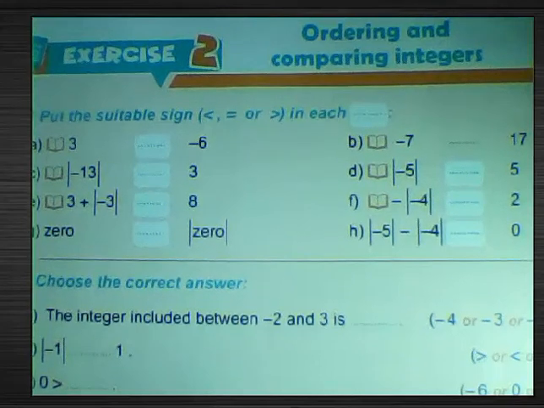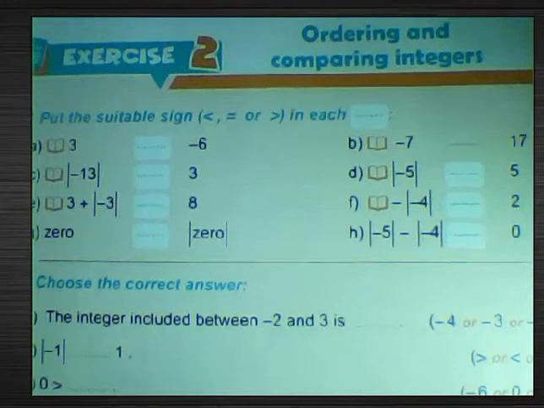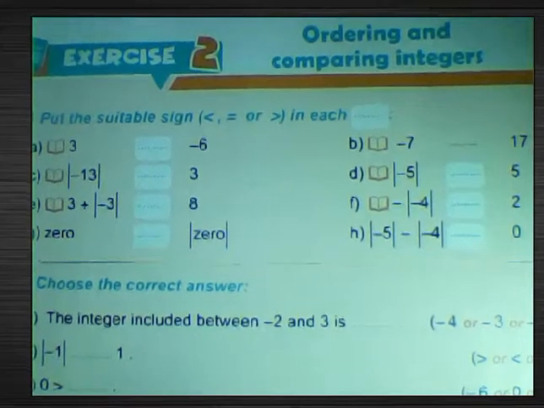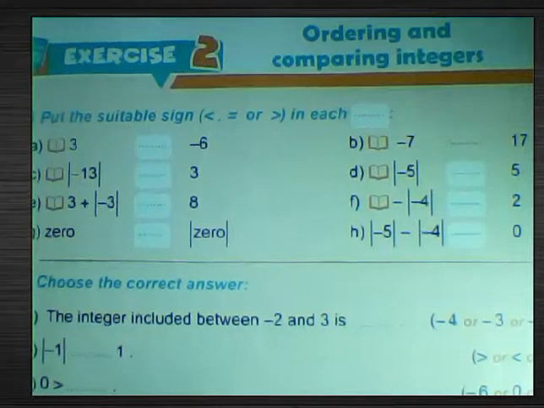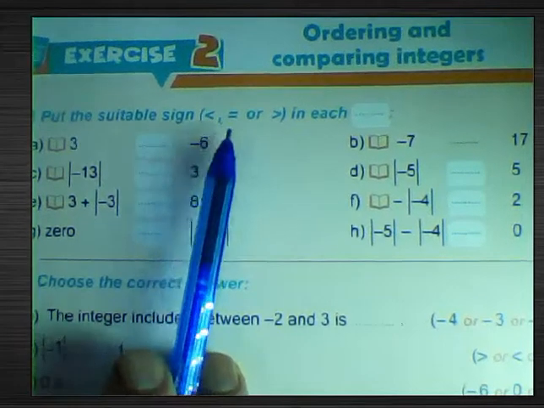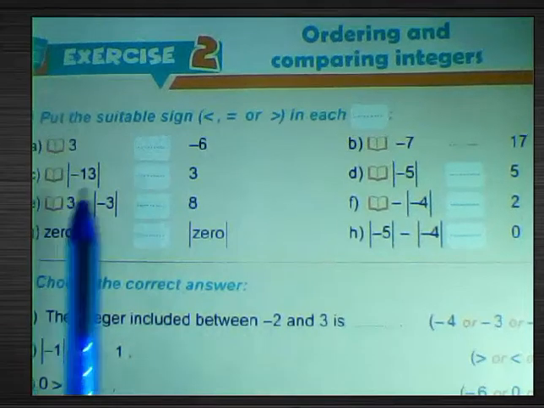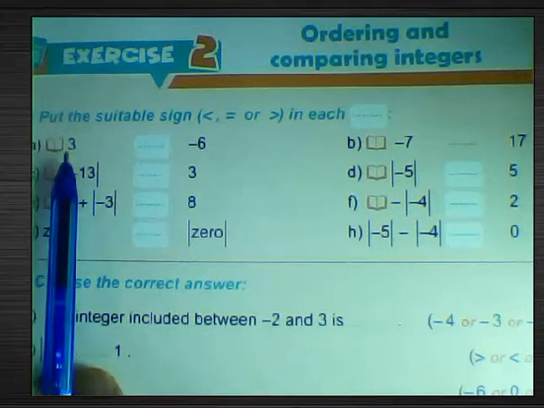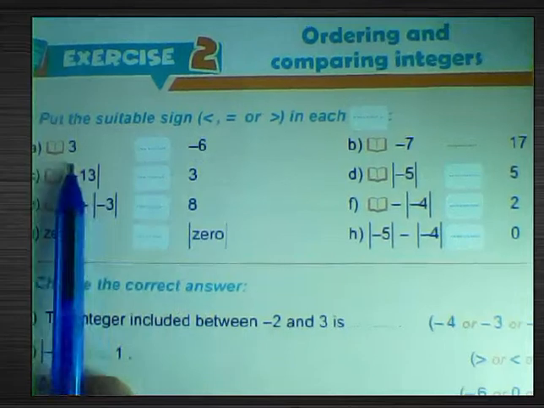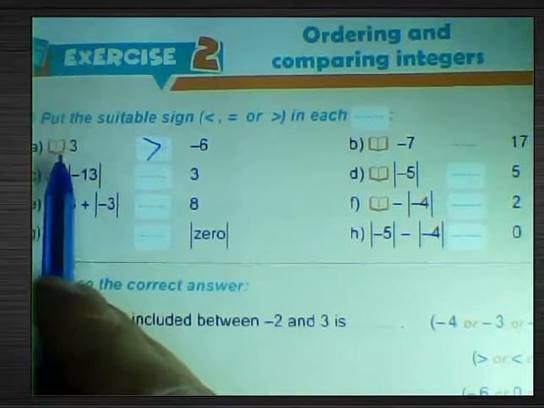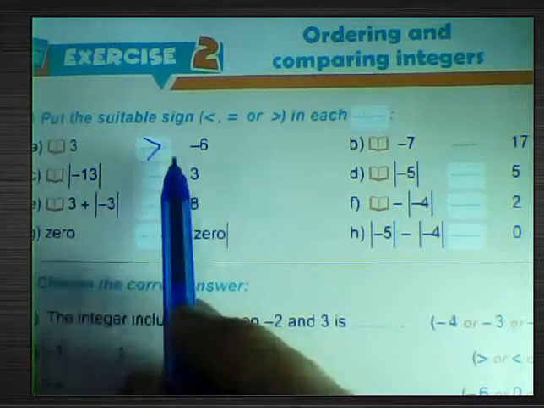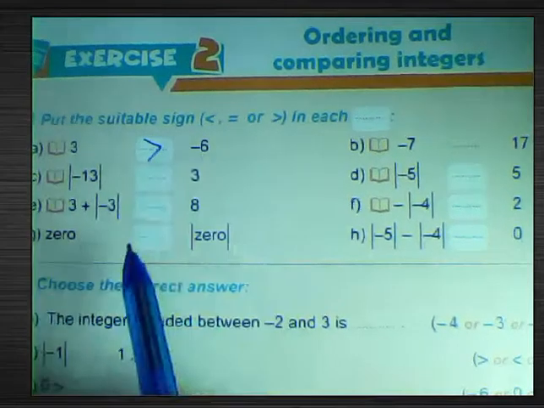Today we are going to talk about an important math concept called ordering and comparing integers. Listen to question number 1. Put the suitable sign, less than, equal to, or more than, in each space. Letter A, 3 and negative 6. 3 is more than negative 6 because it's positive. 3 is more than negative 6.